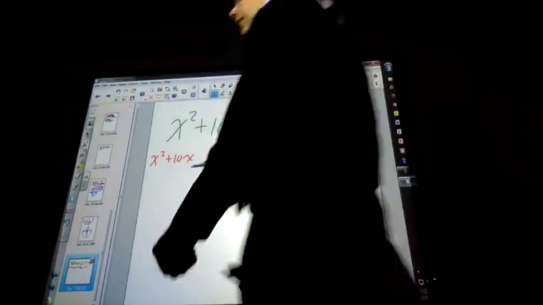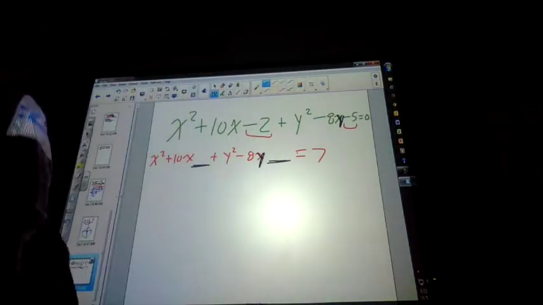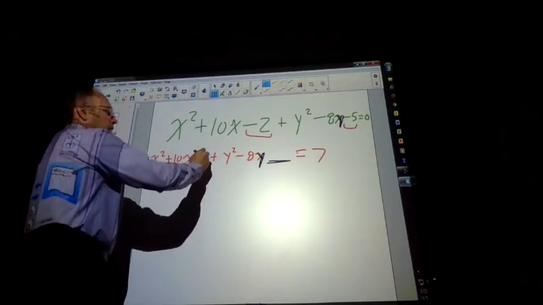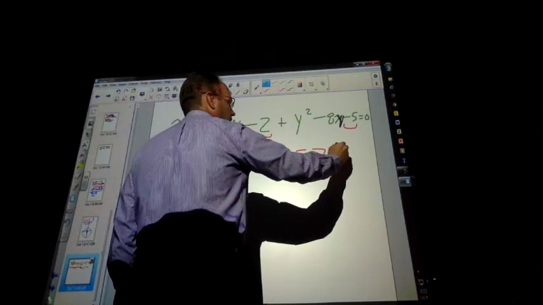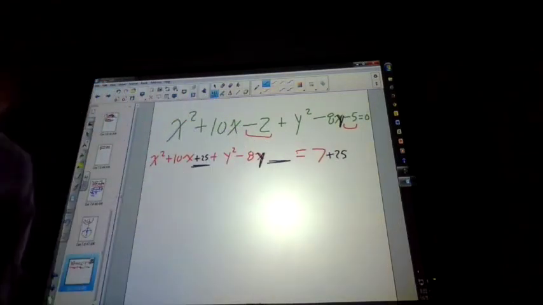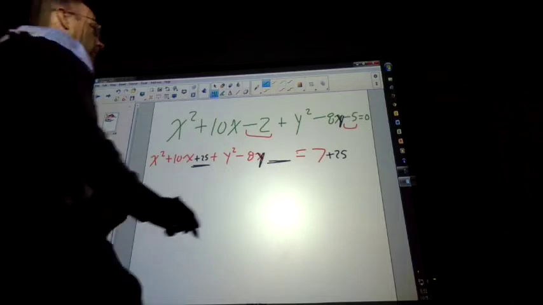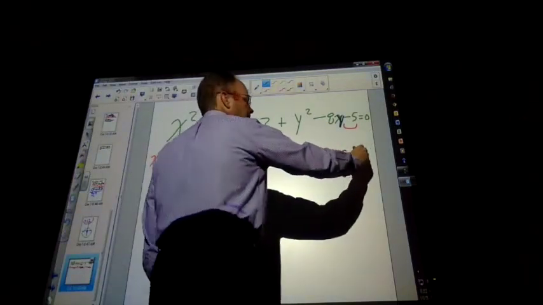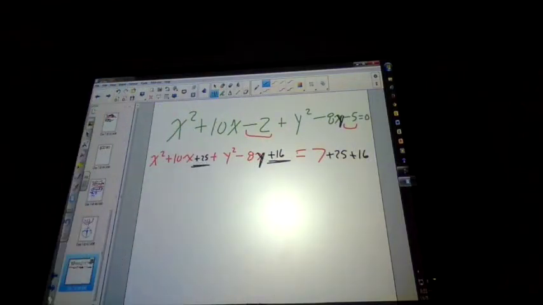All right, half of 10, 5 squared, 25. If I add 25 here, I'm going to add 25 over here. Is that okay so far? Half of -8 is -4. -4 times -4 is positive 16. Is that okay so far?